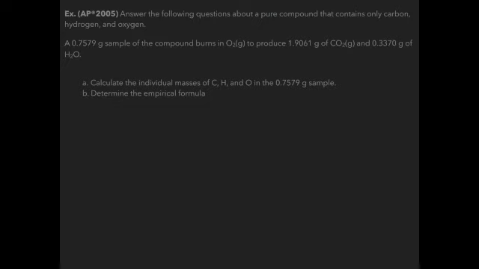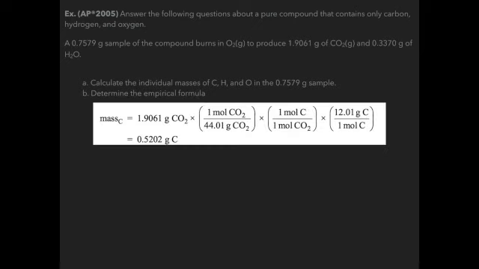Okay, so let's look at a problem here. If you notice, it tells you that the compound only has carbon, hydrogen, and oxygen. You've got a sample that burns in oxygen and it produces that amount of carbon dioxide and that amount of water. So it says calculate the individual masses in that sample. Well, it's going to be pretty easy to figure out carbon and hydrogen. Just like what I did previously in going from grams of a compound into grams of that element, I can go from grams of carbon dioxide into moles of carbon dioxide into moles of carbon and then get into grams of carbon. And so that's exactly what you do here.